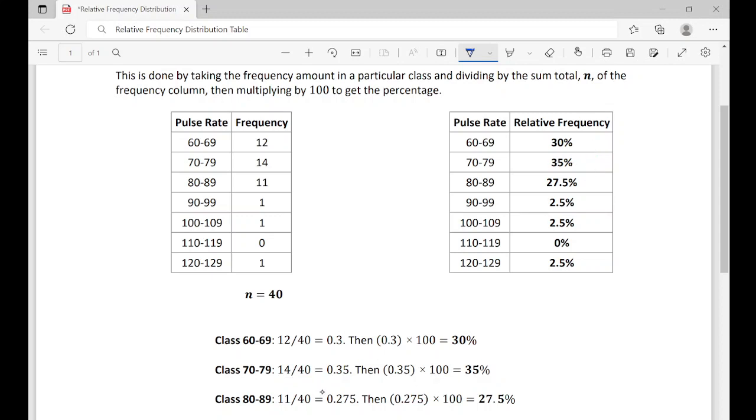Now the next one is 11. So it's going to be 11 divided by 40 equals 0.275. Multiply it by 100 and we're going to get 27.5%. So that's what goes in the third class.